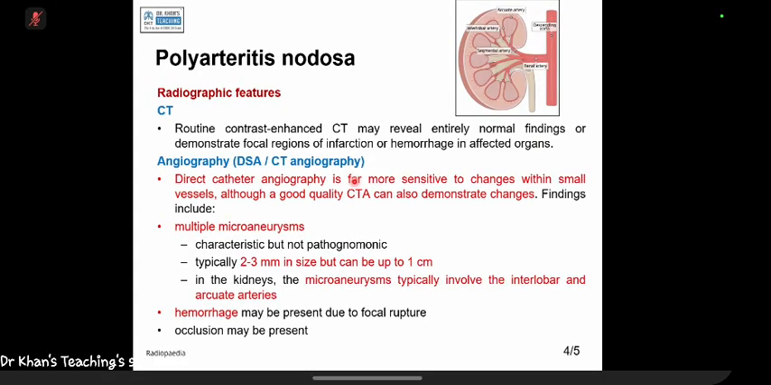So this is what happens. Please remember the arteries involved are interlobar. So go back to the anatomy. This is the renal artery. This is the segmental artery. Then is interlobar, and then is arcuate. So arcuate and interlobar.